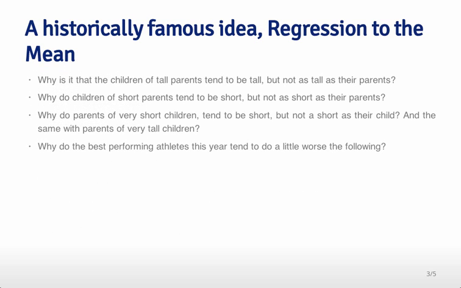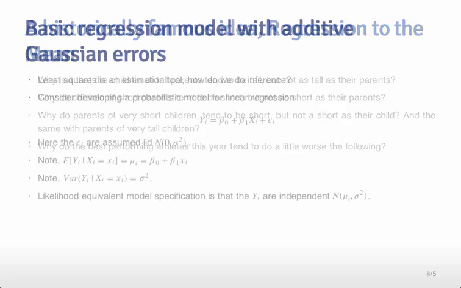So this will cover all sorts of ideas, including ideas that you hear about often when you read articles about statistical analyses in the popular press, things like regression to the mean. So why is it that children of tall parents tend to be tall, but not as tall as their parents were? So these sorts of fundamental ideas will be explained in the regression class.